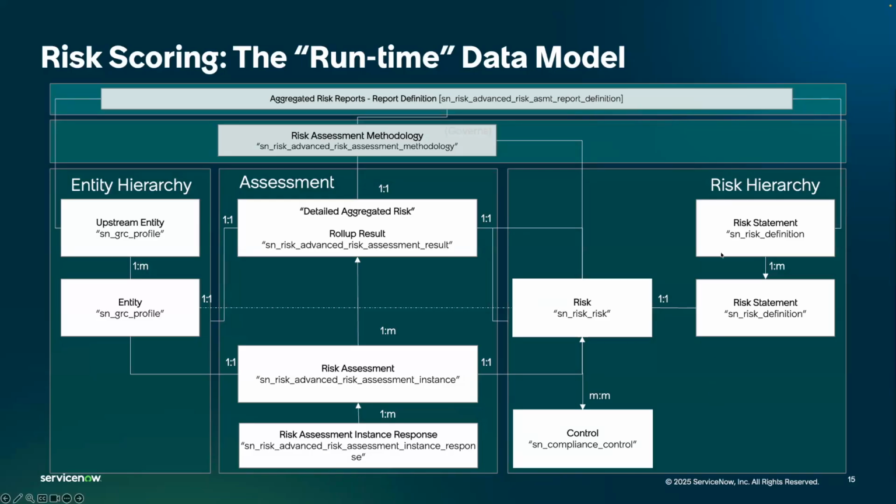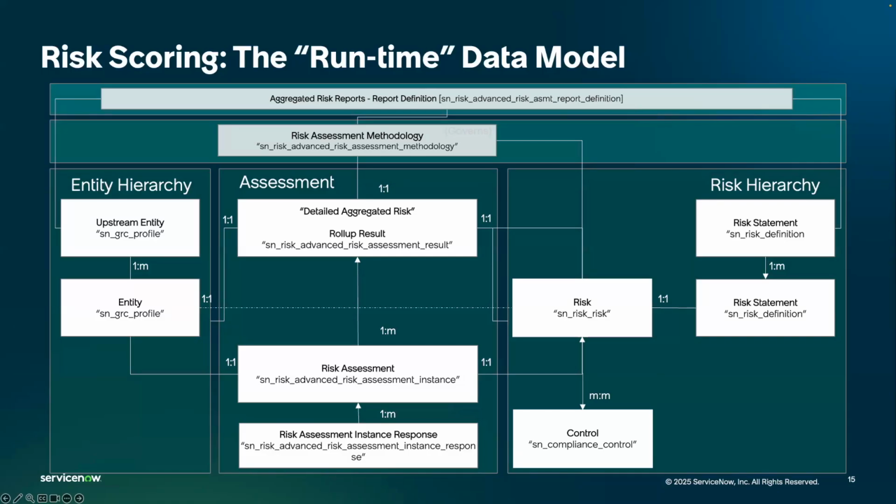On the right-hand side, risk hierarchy. The risk connects to a risk statement. That risk statement can have a parent risk statement, creating your risk taxonomy. Child risks roll up to parent risk categories. Notice also the many-to-many relationship between risk and control. Multiple controls can mitigate multiple risks.